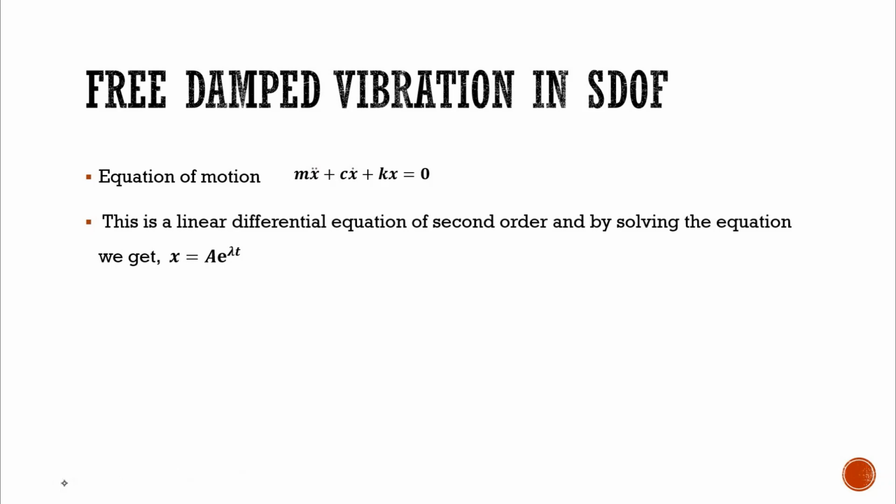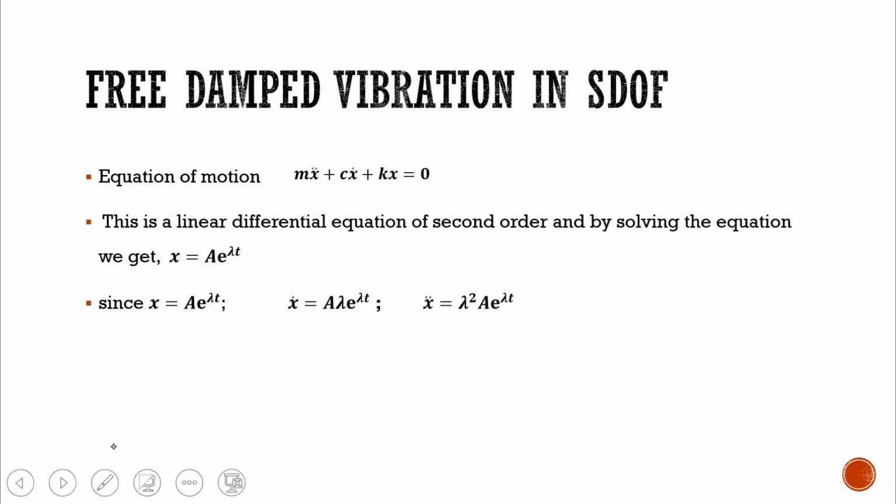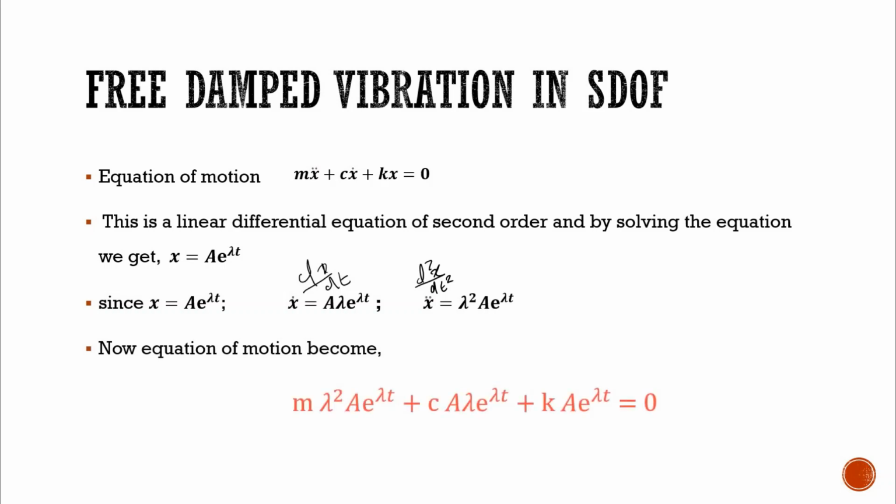This is a linear differential equation of second order, and solving this equation gives the solution x is equal to a into e raised to lambda t. So since x is equal to a e raised to lambda t, x dot, which is dx by dt, is equal to a lambda e raised to lambda t, and x double dot, which is d square x by dt square, is equal to lambda square a e raised to lambda t.